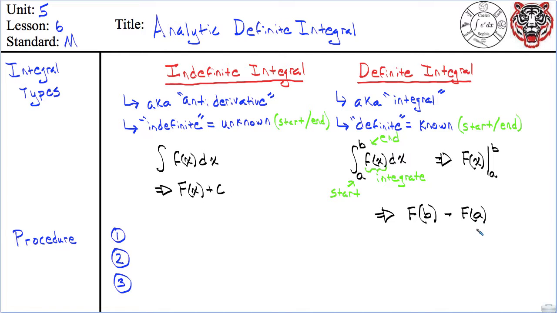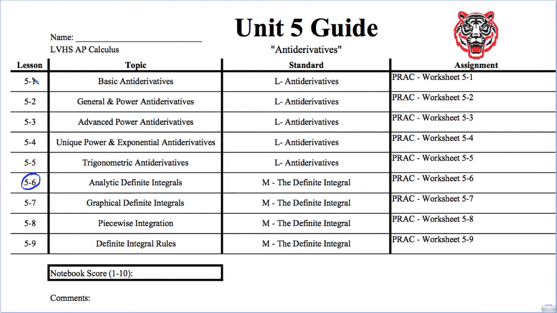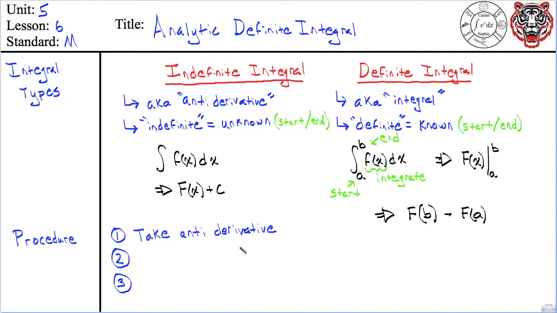Okay. So what is the general procedure for taking the definite integral? I kind of went over it informally here. Let's make it a little bit more formal. So step 1, take the antiderivative. Generally speaking, that is the hardest step. If you don't have all of these other lessons mastered from 5-1 to 5-5, that first step is going to be really, really hard. And then from here on out, it's our new procedure.